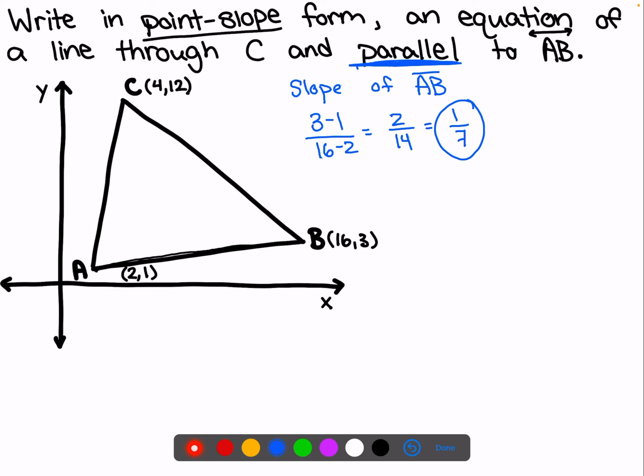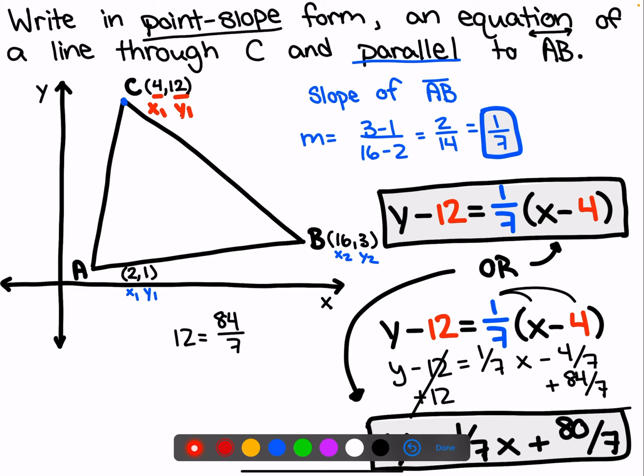Next, I'm going to label my point C as x1, y1, so I can plug it into my point slope form. So I have y minus y1, which is 12, equals my slope m, 1/7, multiplied by x minus x1, which is 4. So this is an acceptable answer.